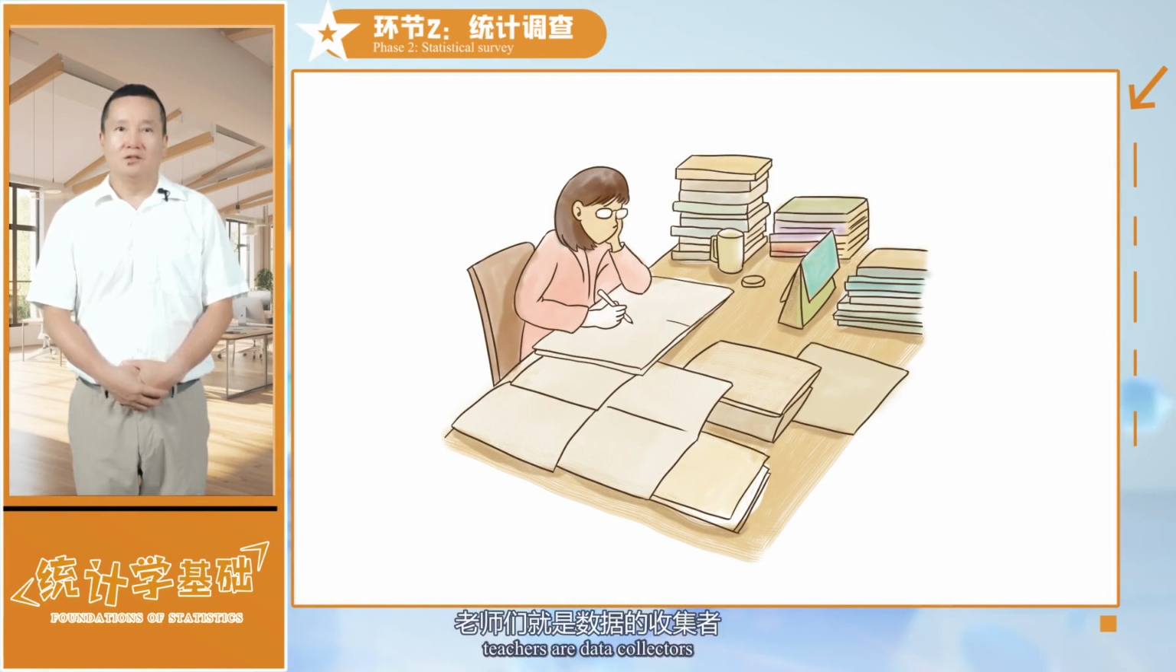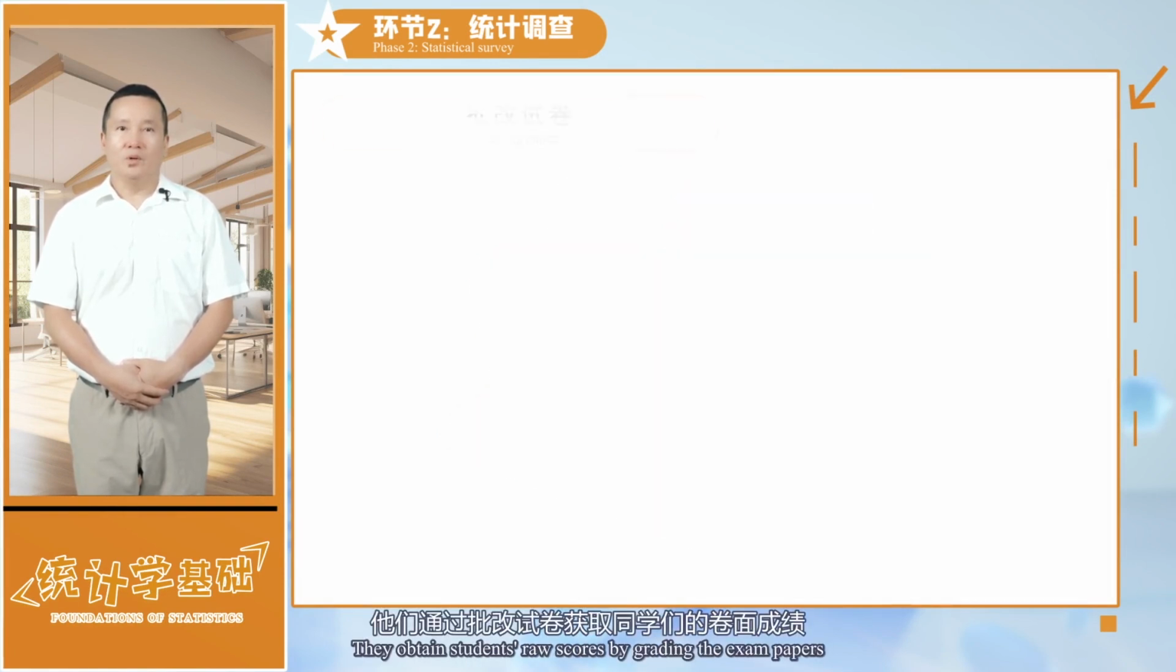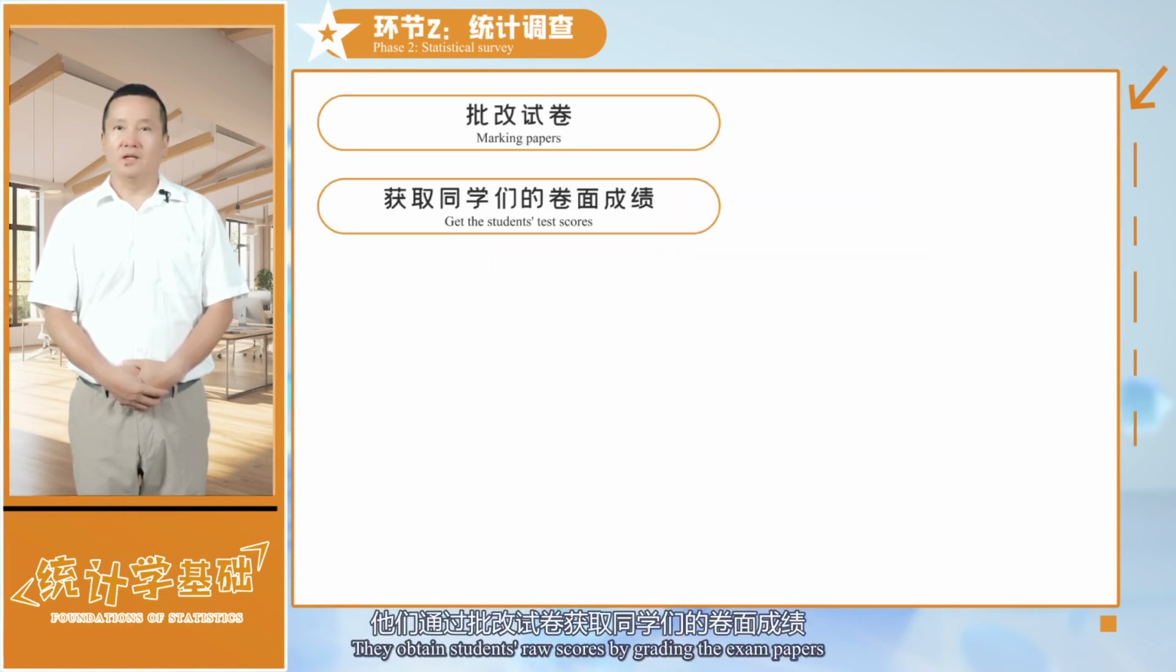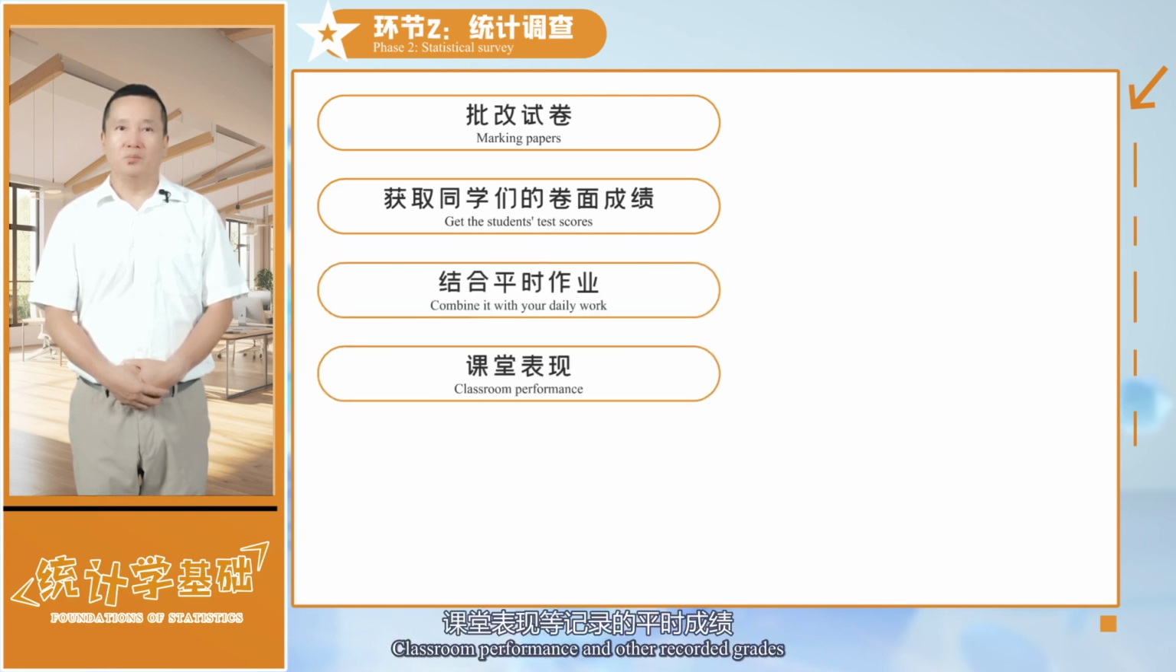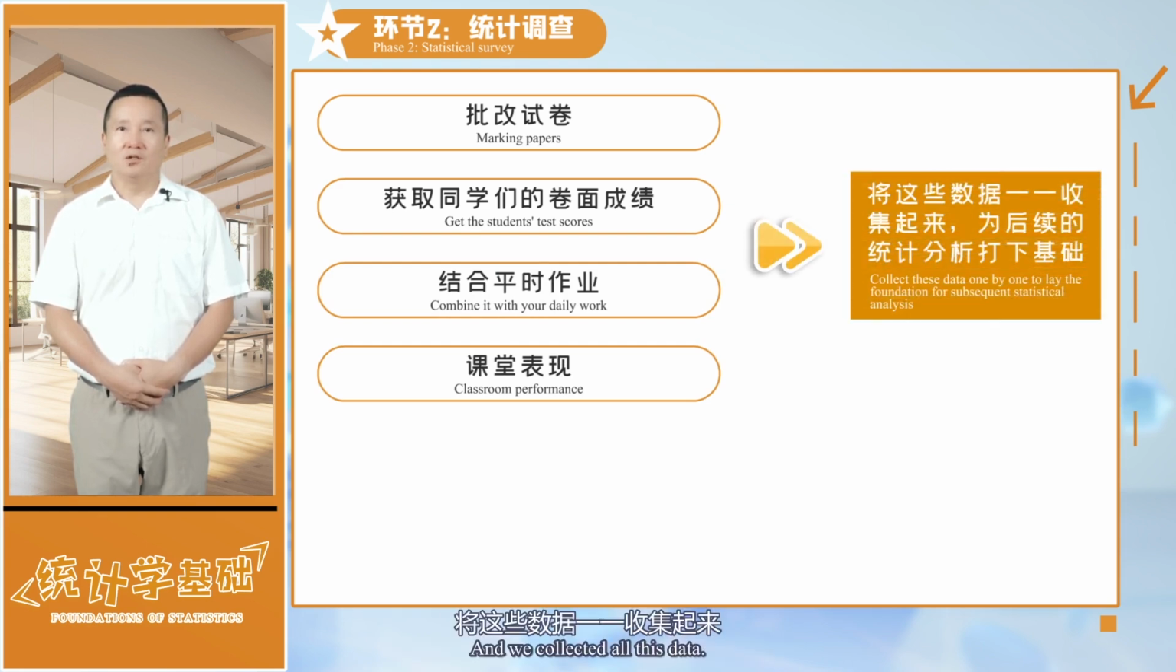Next, we enter the statistical investigation link. Teachers are data collectors. They obtain students' raw scores by grading the exam papers, combined with usual homework, classroom performance, and other recorded grades. We collect all this data and lay the foundation for subsequent statistical analysis. This step is like collecting building materials for a house.